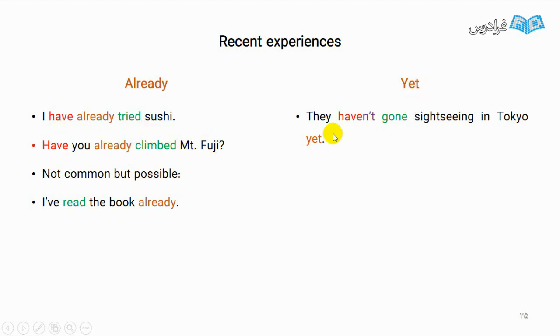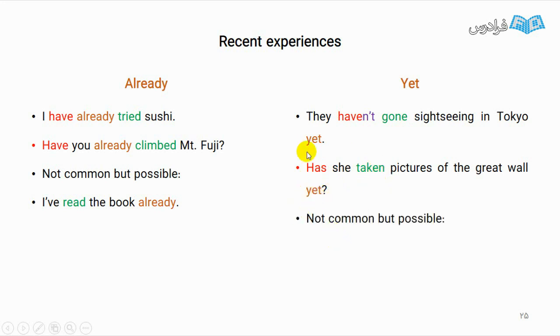But what about yet? They haven't gone sightseeing in Tokyo yet. Has she taken pictures of the Great Wall yet? When we use yet, we have to put it in negative sentences as you see, not, haven't, or in questions. We put yet at the end of the sentence or question. It means that we are supposed to do something recently, but we haven't, or we are asked about something that we are supposed to do.